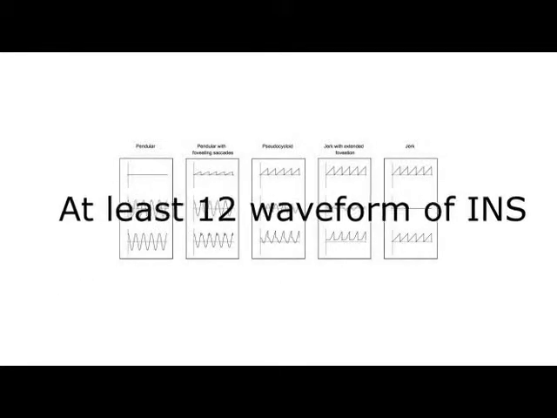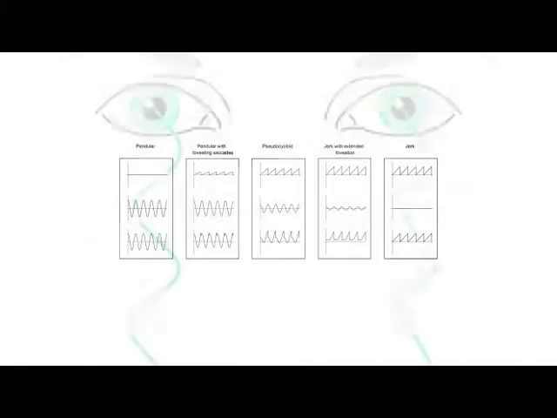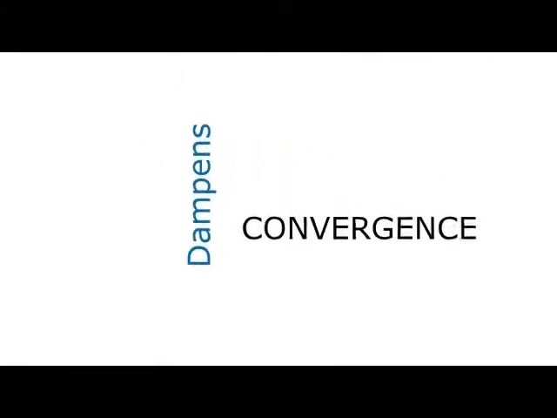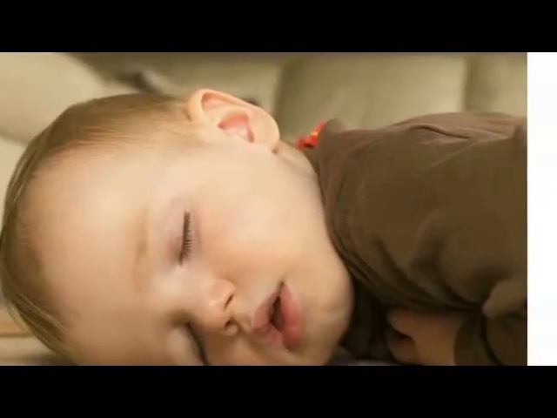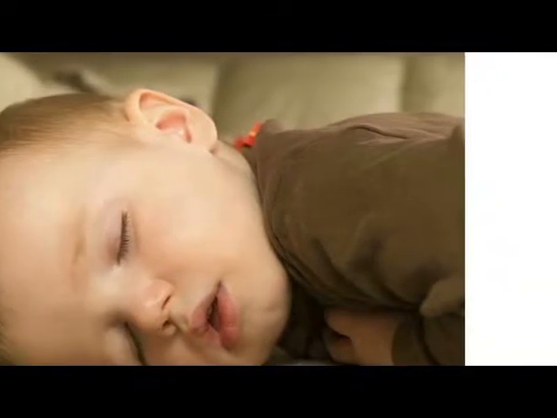There are a lot of distinctive waveforms for the infantile nystagmus syndrome, and the research says there are at least 12 waveforms, but the most common for the infantile nystagmus syndrome is pendular and also jerk. The nystagmus can dampen by convergence. They can also be abolished during sleeping or when attempting visual tasks. They can also increase the nystagmus by fixation time.